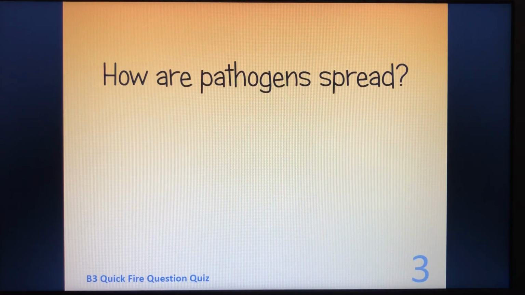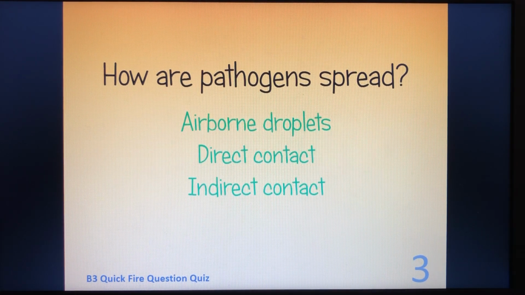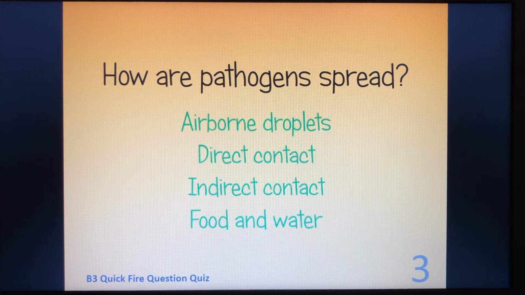And here we go with the answers. So we've got airborne droplets, coughing, sneezing, face masks wearing. We've got direct contact, so you directly touch somebody. We've got indirect contact, you touch your door handle, they touch the door handle and it passes that way. We've got through food and water, and we've got through insect bites such as malaria.